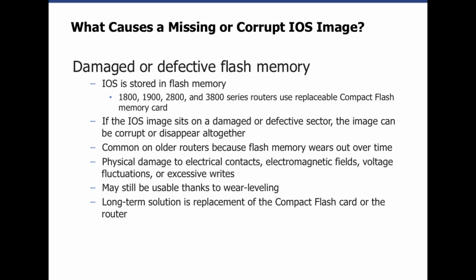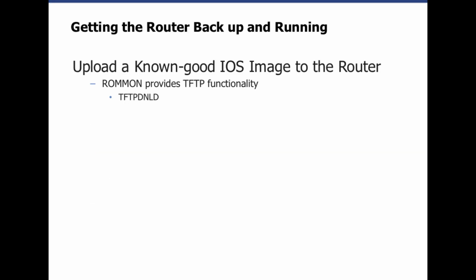So it's very possible that if our iOS image is corrupt and it's sitting on a bad sector, we could perhaps get around those bad sectors by simply formatting the flash card and writing the iOS to memory again. Again, uploading a new iOS image to the flash and getting it on there. So we're going to actually try that in this case. We're going to upload a known good iOS image to the router.